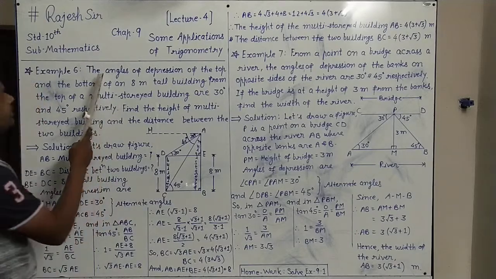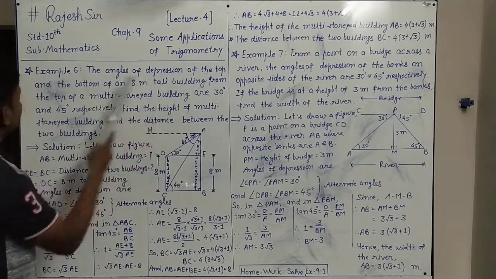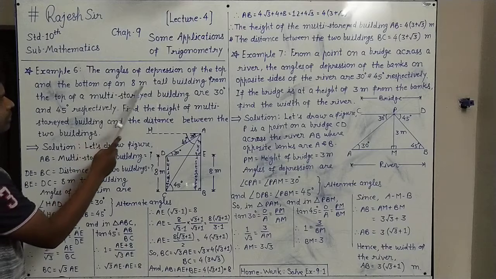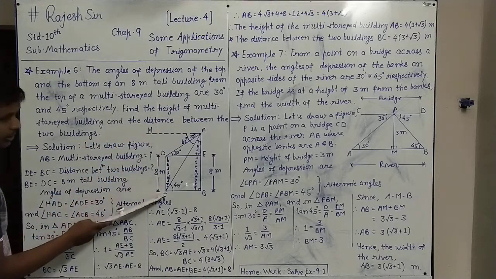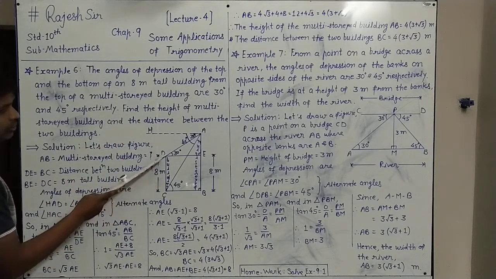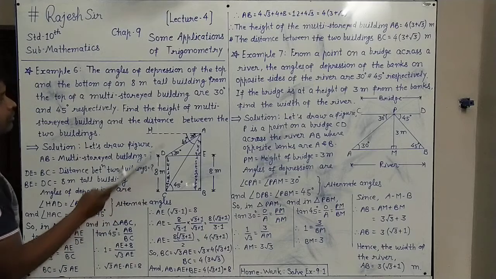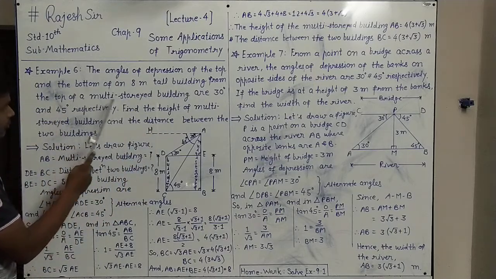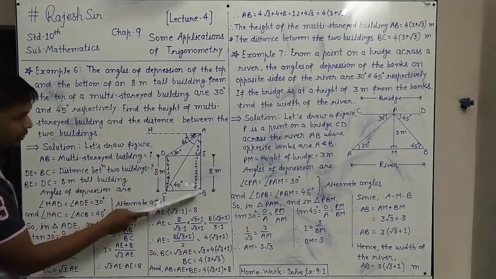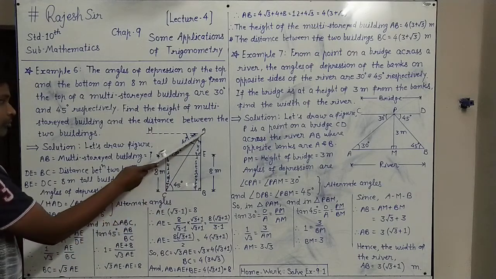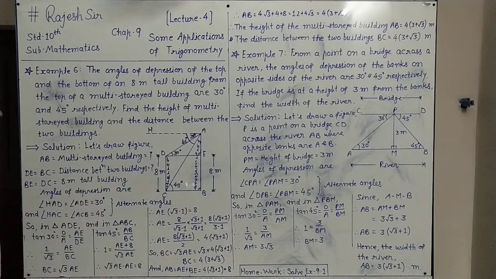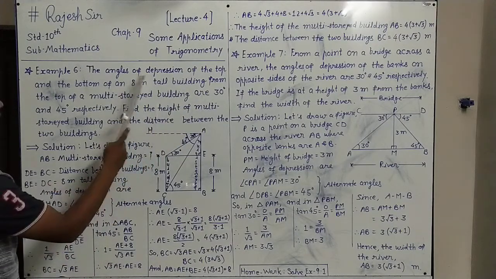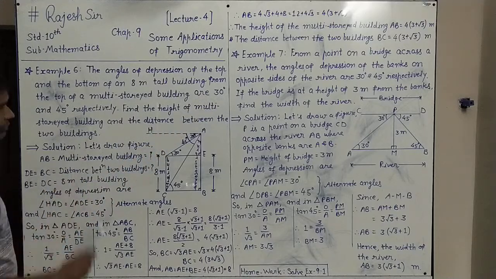We can understand now the angles of depression of the top and the bottom of an 8-meter tall building. This is the 8-meter tall building. We have to see its top and bottom both, from the top of the multi-storied building. And the angles of depression are 30 degrees and 45 degrees.